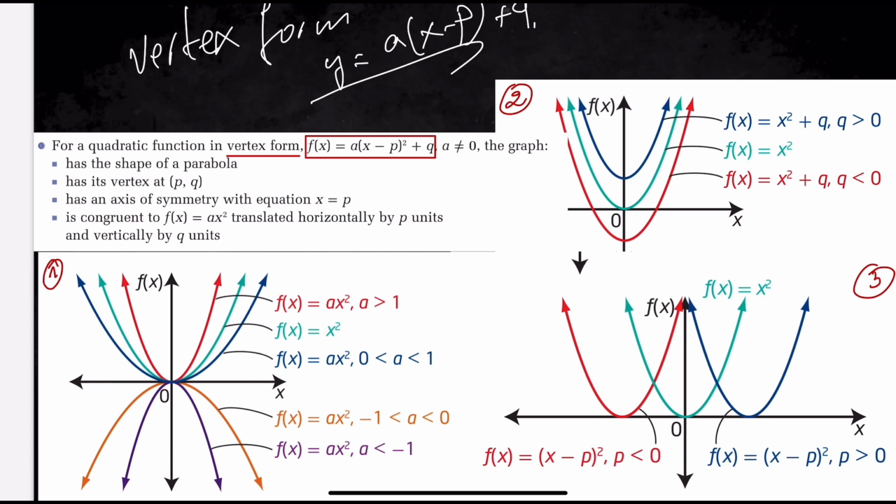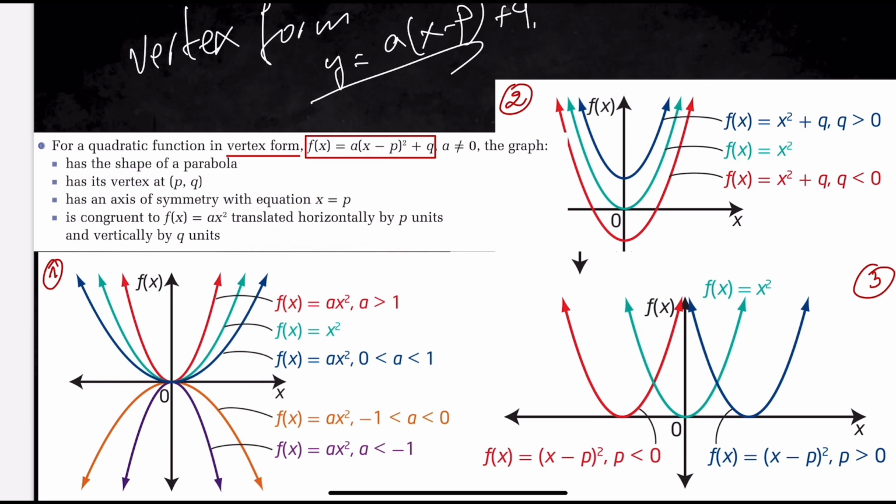For p, actually it's not just p, it's minus p. It should be minus p. The minus p shows you that the graph was horizontally shifted, not vertically, horizontally shifted. Okay, if you have here minus p, that means your parabola was shifted right side by p units. If you have here plus p, that means your parabola was shifted left side by p units.